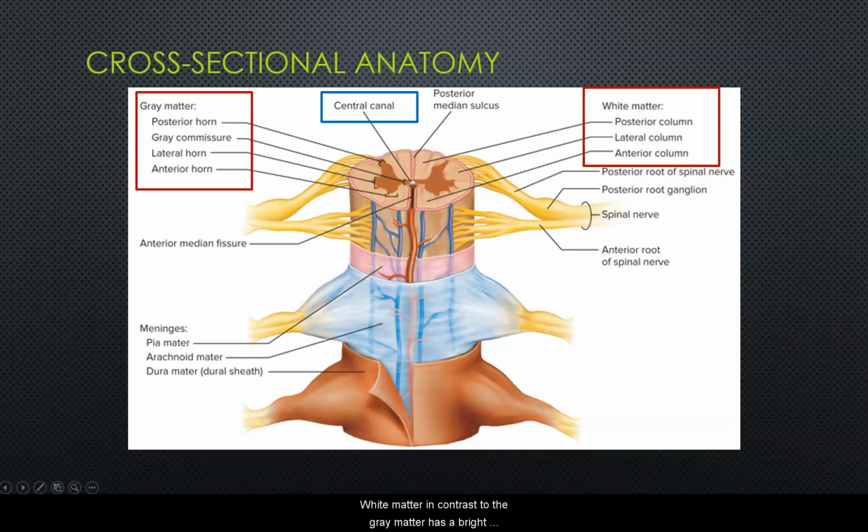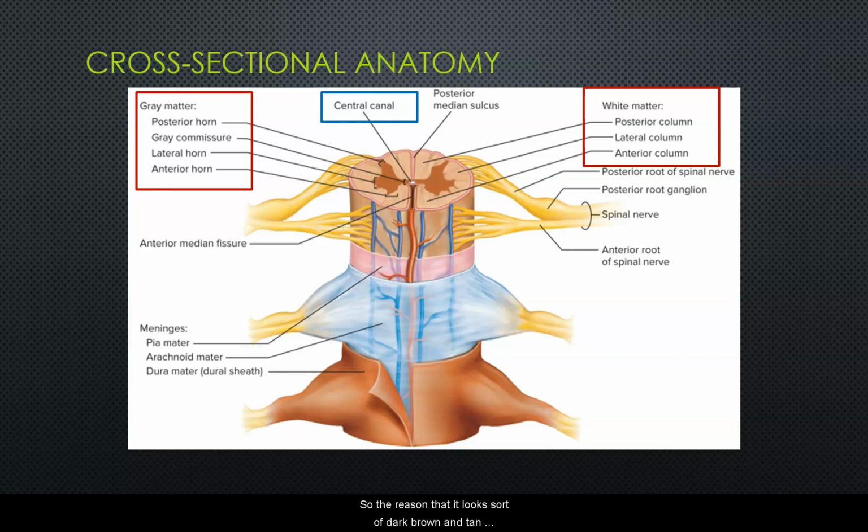White matter, in contrast to the gray matter, has a bright pearly white appearance because it has an abundance of myelin. White matter is composed of bundles of axons that are called tracts that carry signals from one level of the central nervous system to another. Both gray and white matter have a lot of glial cells as well.